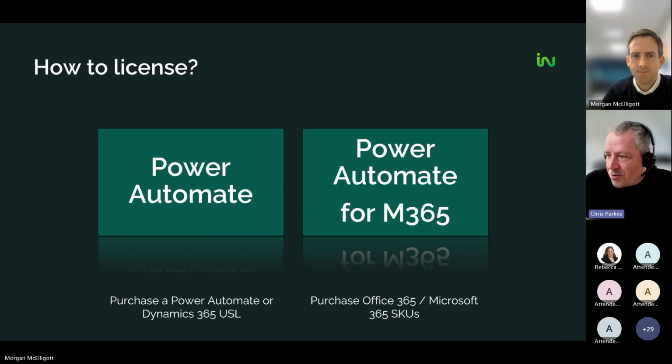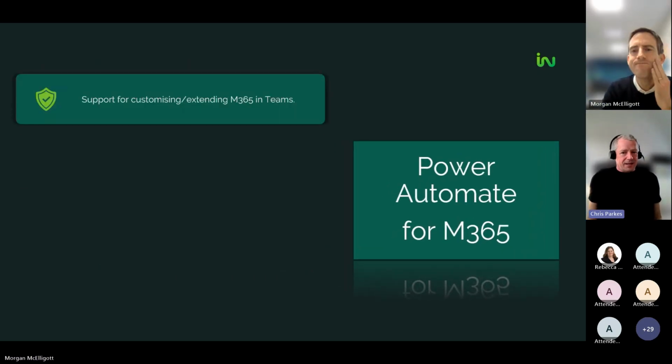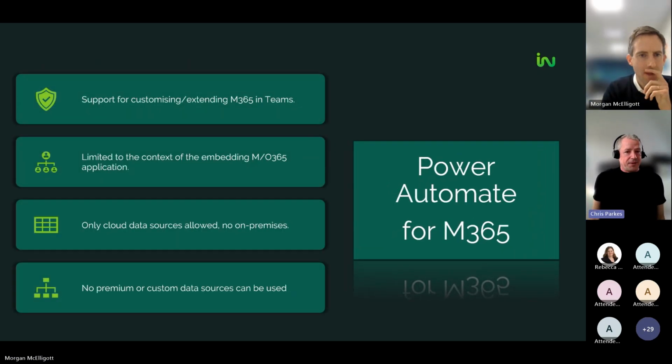Yeah, we can, because again, I know this is your specialty, but for the Power Automate SKUs and Power Automate for Microsoft 365, if you just click on one more, I think it's easier if we highlight the limitations. Power Automate for Microsoft 365 is great if you want to customize and extend within Microsoft Teams. Microsoft have this guidance in their licensing guides and terms. They talk about it within the context of the embedding Microsoft 365 application. In order for it to be accurately licensed, it has to be within that context.